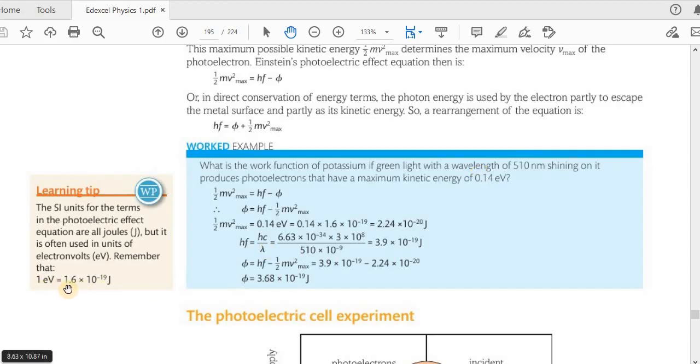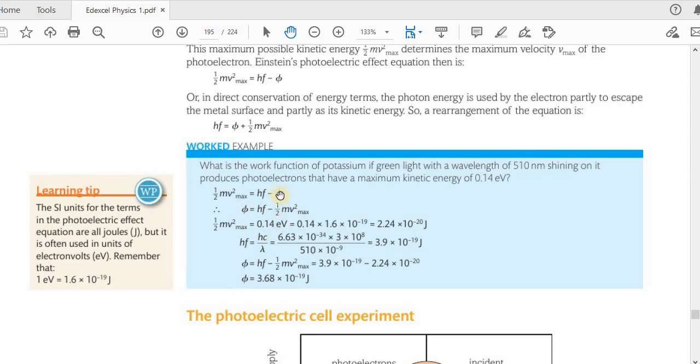1 electron volt is equal to this much, so you can use this conversion factor and convert electron volts to joules. The SI unit for terms in the photoelectric effect equation is joules. Joule is an SI unit, but it is often used in units of electron volts. Remember this. This value divided by 1 electron volt will cancel out the electron volt unit, which means this times this number will give you the answer in joules.